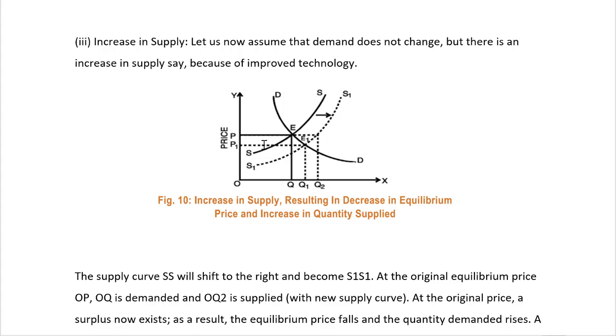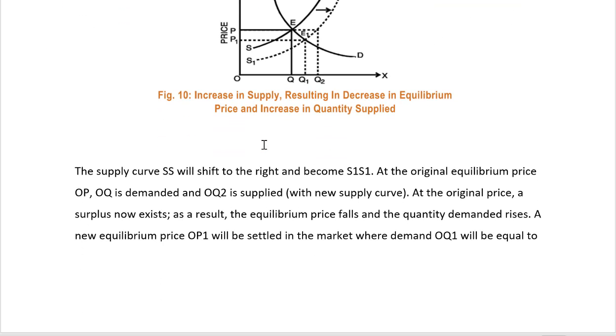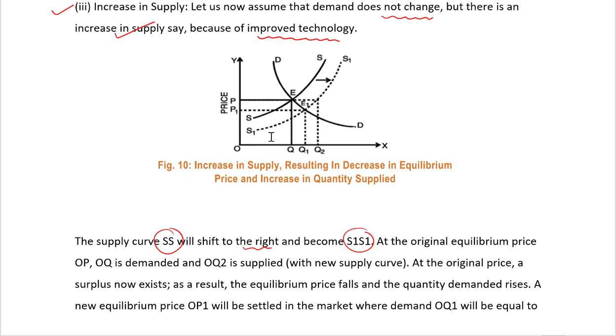Point number 3. Case 3, increase in supply. Let us now assume that demand does not change at all. That means demand remains the same. But there is an increase in supply in the market because of improved technology. The supply curve SS will shift to the right and becomes S1. As you can see over here, the supply curve shifts to the right, that is from SS to S1.